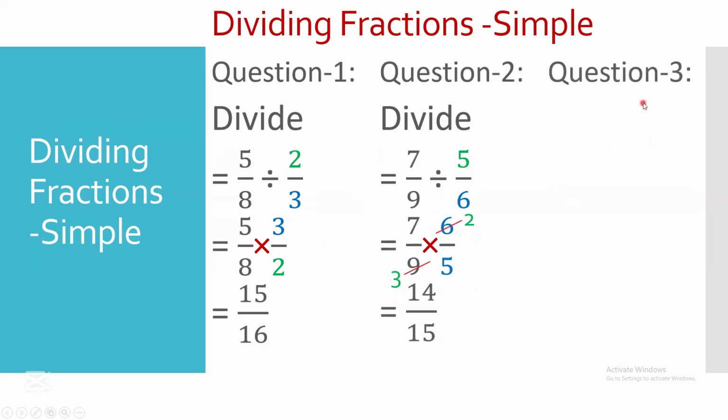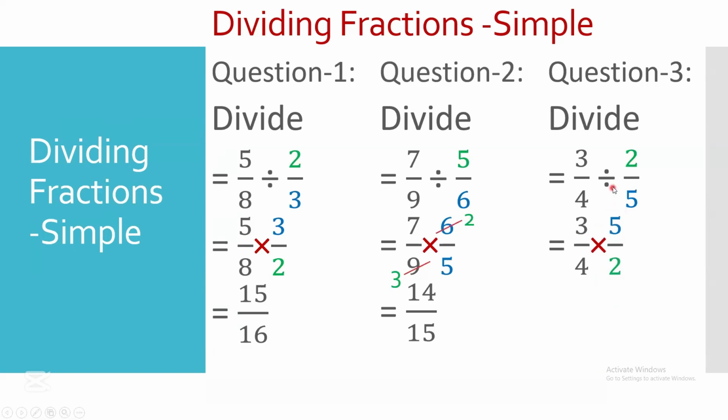My dear students, now check exam question number 3. Divide 3 by 4 divided by 2 by 5. Now 3 by 4, this division sign changes into a multiplication sign. Then 2 by 5 you change into 5 by 2. Now you cannot cut each other. 3 fives are 15 and 4 twos are 8. My dear students, it is an improper fraction, so change it into a mixed fraction. Now it will be 1 whole 7 by 8.